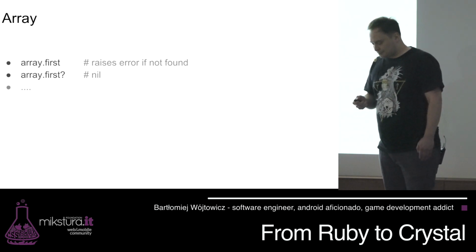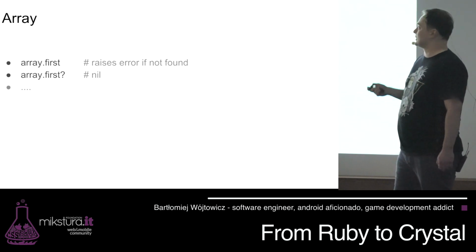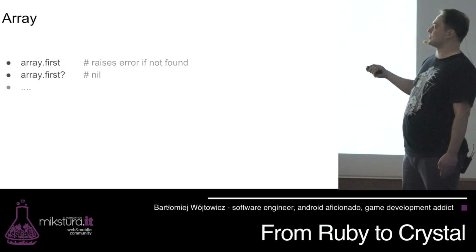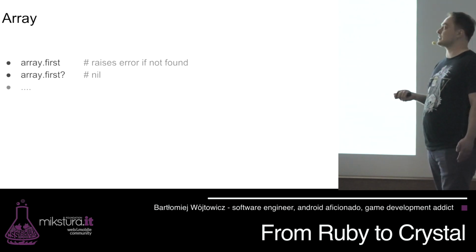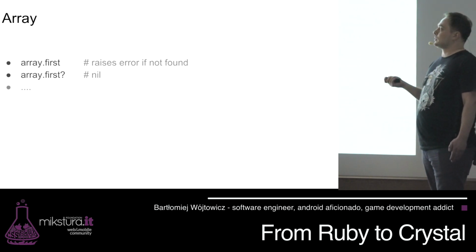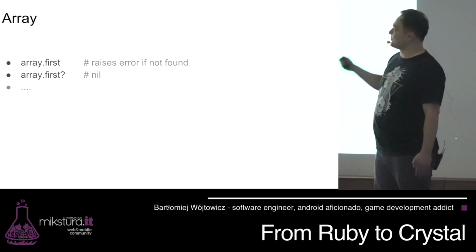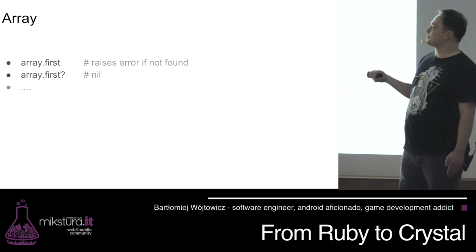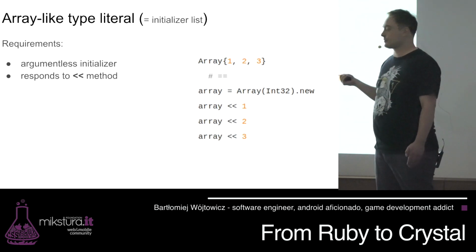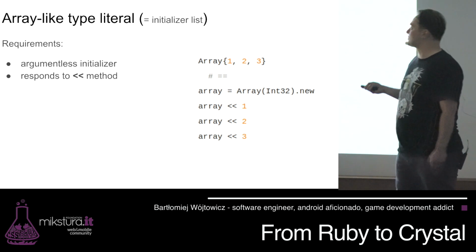Okay. Another difference is that in Ruby, if you use array first or access any element by index, it will return nil. In Crystal, it's the other way around. By default, it raises an error. If you want to check if it's nil, you need to add a question mark. And that's true for many methods.